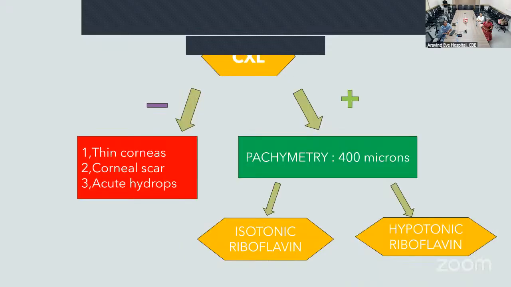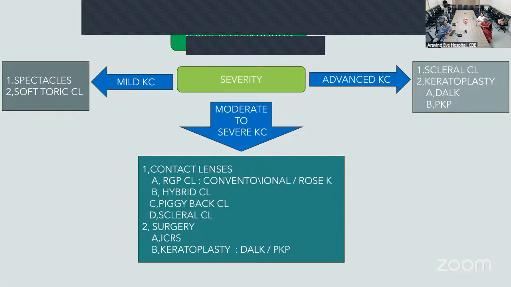For CXL, you look at the thickness. If the thickness is more than 400, you go for isotonic, and if it's less than 400, you go for hypotonic. And in cases of thin corneas, corneal scar, or acute hydrops, you don't do CXL. And for visual rehabilitation, it depends on the severity of the keratoconus. In cases of mild KC, you go for spectacles and soft toric contact lenses.